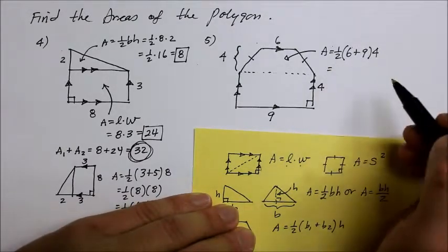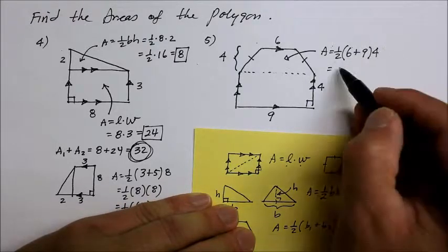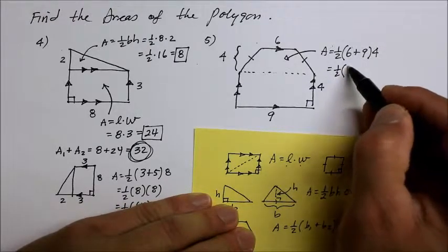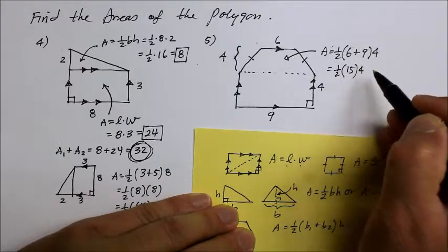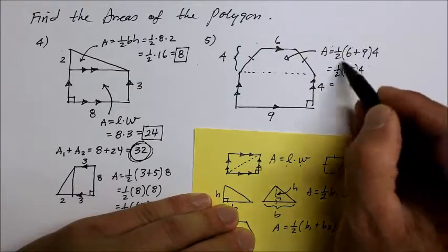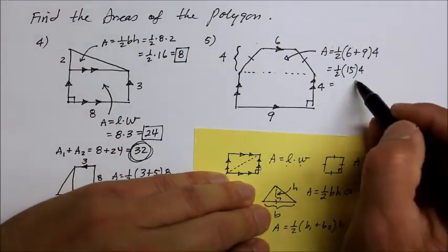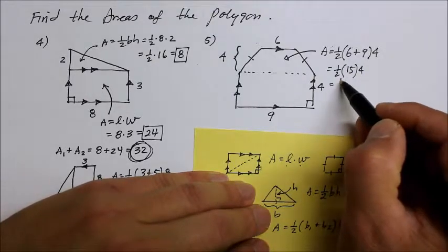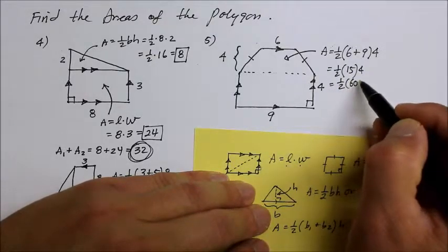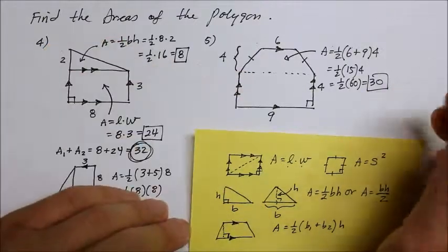Then what we end up getting is 6 plus 9 is 15. So 1/2 times 15 times the 4. Now we know half of 4 is 2 times 15. The answer is 30 for the trapezoid. But let's go ahead and follow through the way it is. So we got 15 times 4, which is 60. And 1/2 times 60 does equal 30. So that's the trapezoid. How about the rectangle?